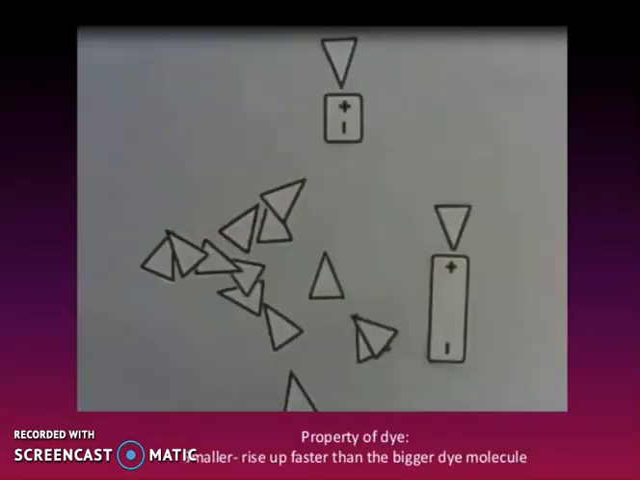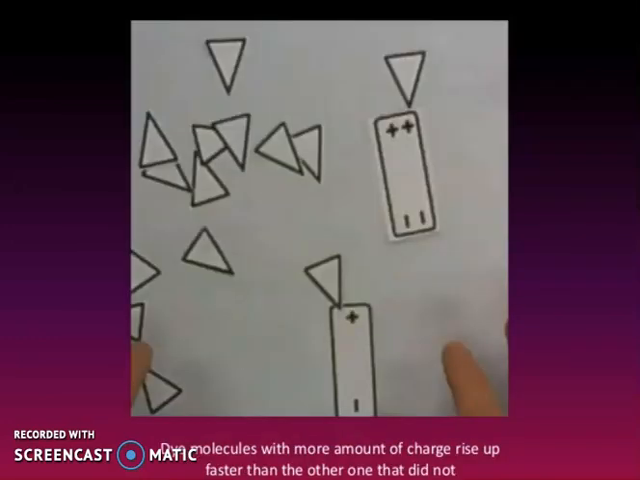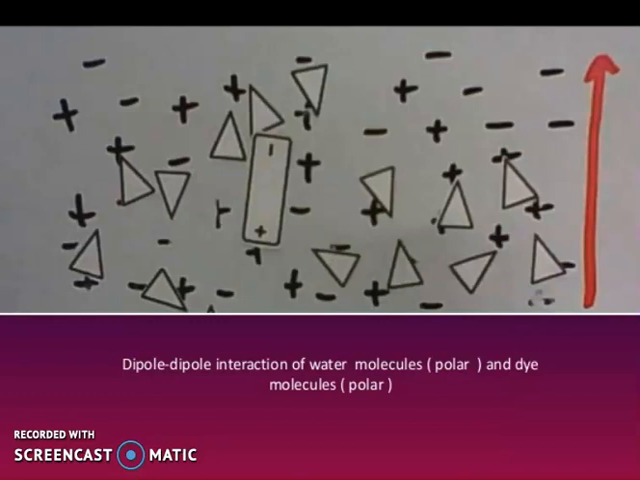Now, properties of dye: smaller molecules rise up faster than bigger dye molecules. You can see dye molecules with a larger amount rise up faster than the other ones that did not. So dipole-dipole interaction of water molecules, which are polar, and dye molecules, which are polar.